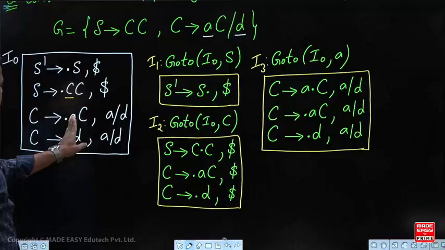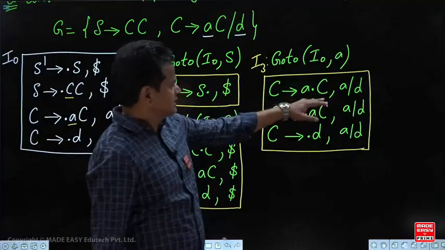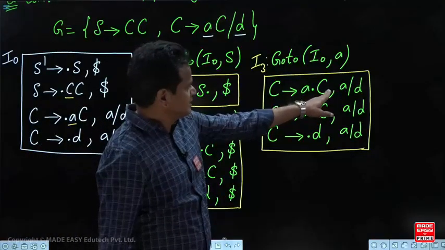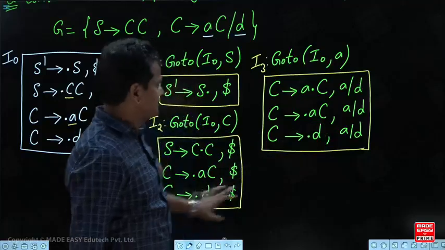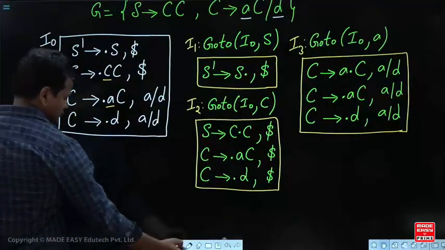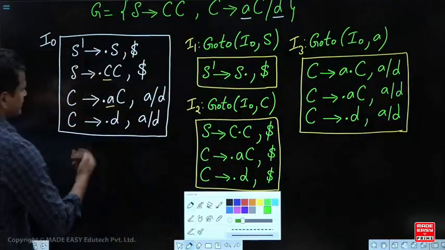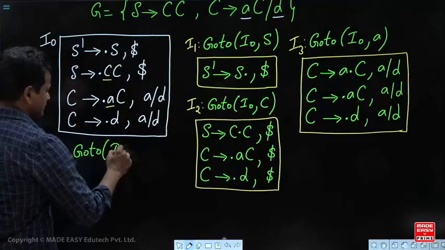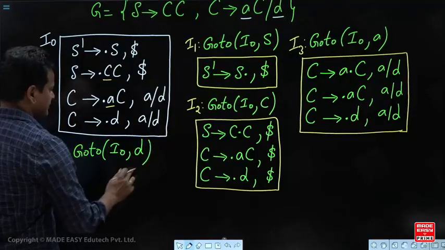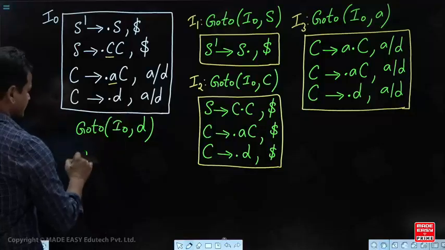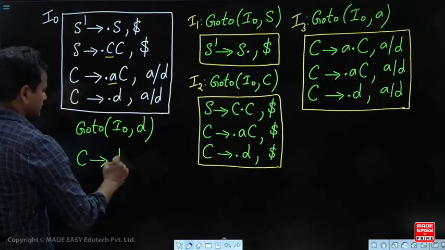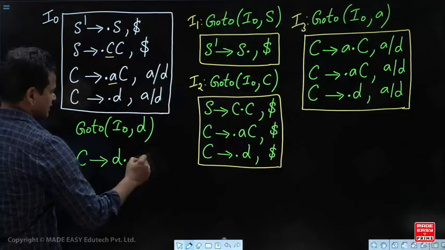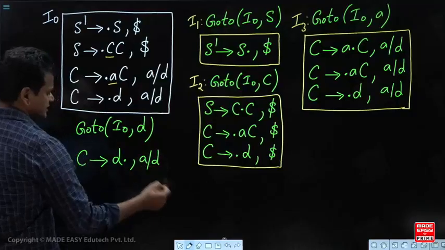So, just move the dot. I have moved the dot, and dot before C, its productions. After C nothing. If nothing, then copy the look ahead. Yes, I have copied. Now, come to the last production of I0. Goto(I0, D), this one. So, what will we get? Just move the dot. Yes, I have moved the dot, and these are the look aheads.